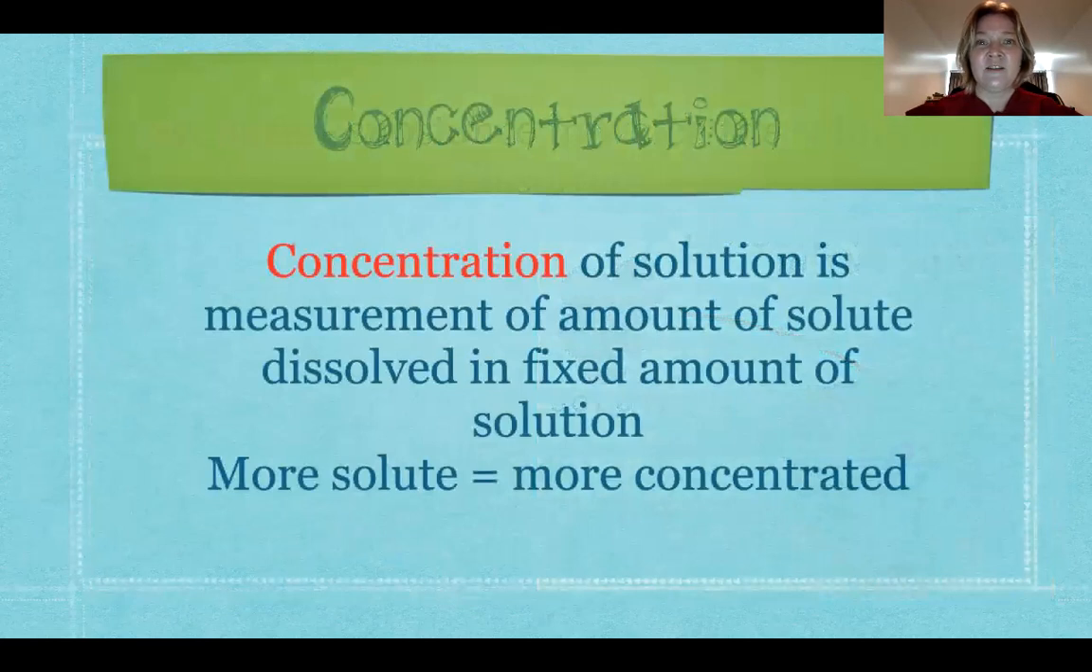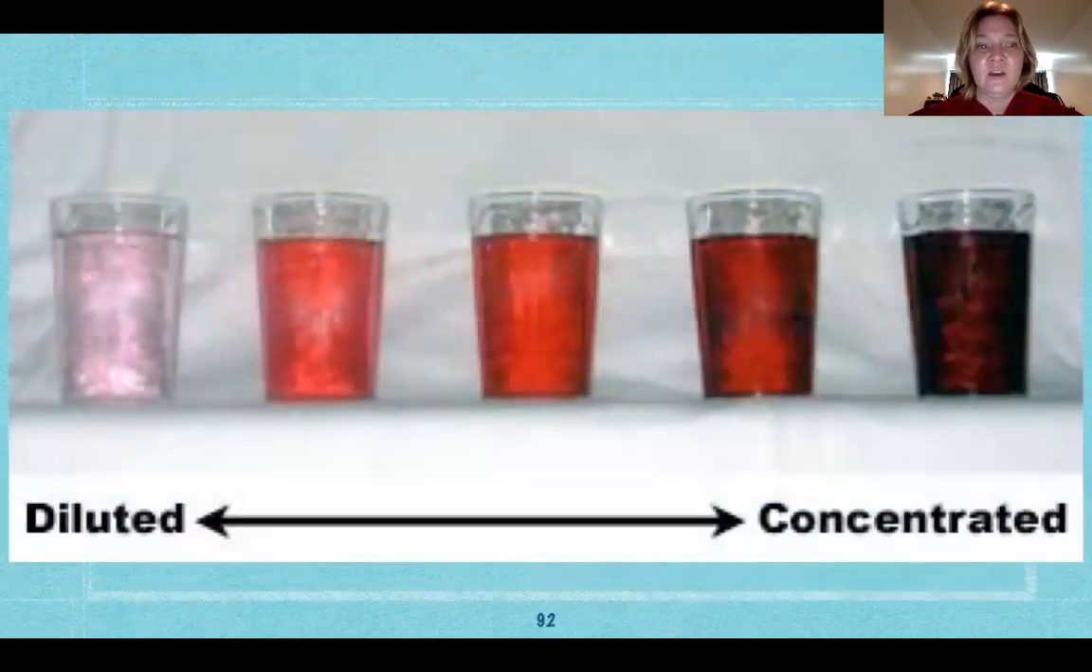Now, we measure the concentration of solutions by measuring the amount of solute dissolved in a fixed amount of solution. So the more solute that is present, the more concentrated it is. So an example here, I know it's really pixelated, but you have on the left-hand side a very diluted solution, all the way up to a very concentrated solution, to give you an idea of what concentration is.